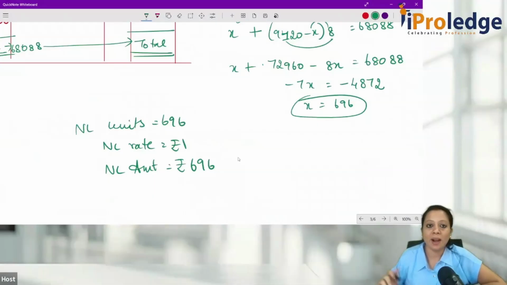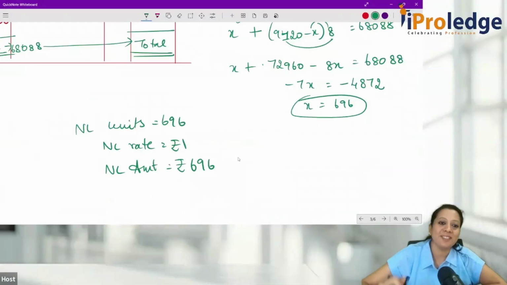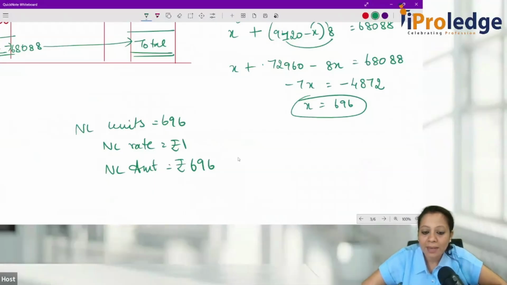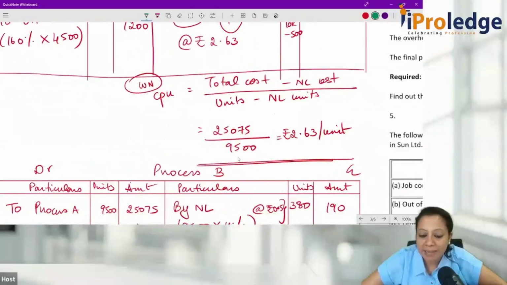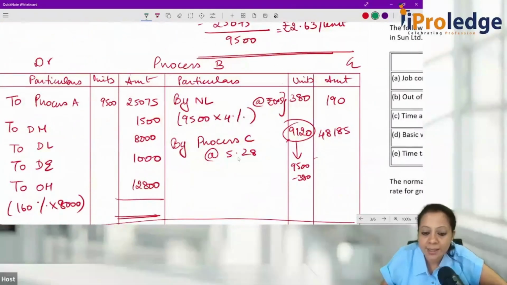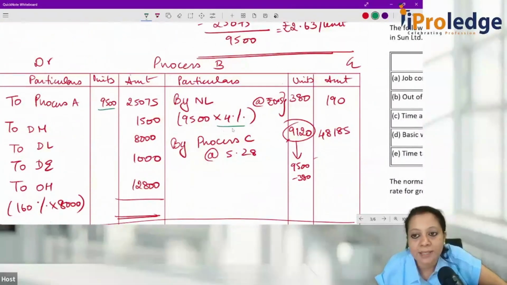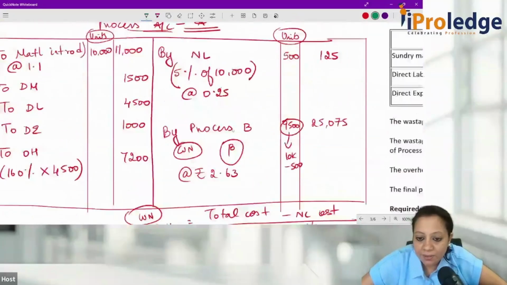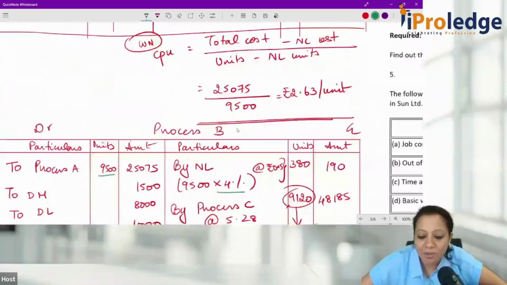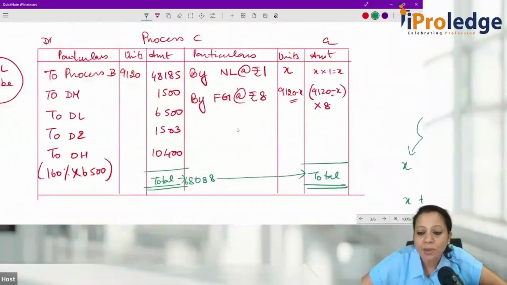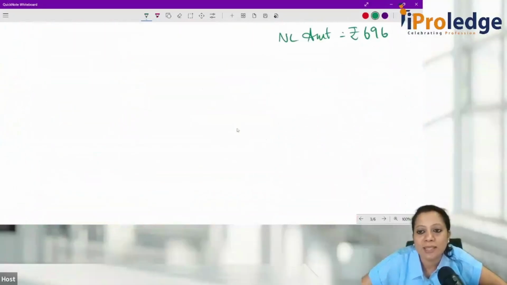But they may lose one or half mark. Why? What is the question? They are asking what is the percentage of wastage? Normally what we will do, all of you please see, input we will multiply the percentage. 9,500 into 4 percentage. Same way, 10,000 into 5 percentage. So here what we should do? Here, should I not do 9120 into X percentage?